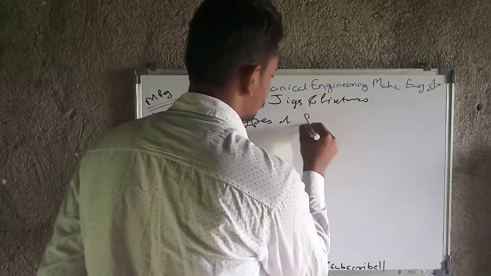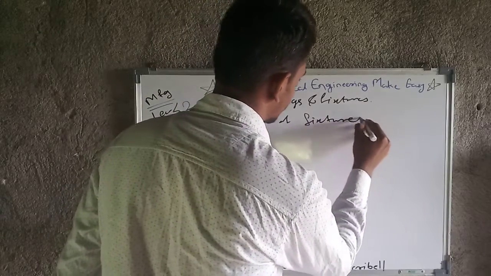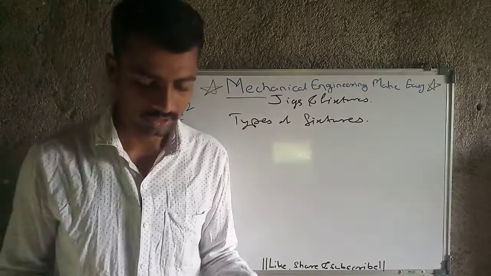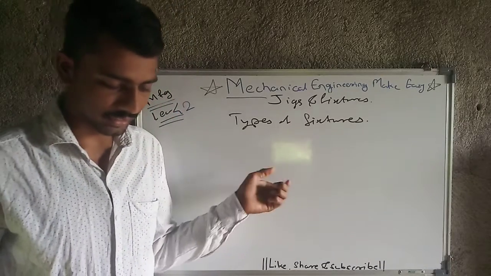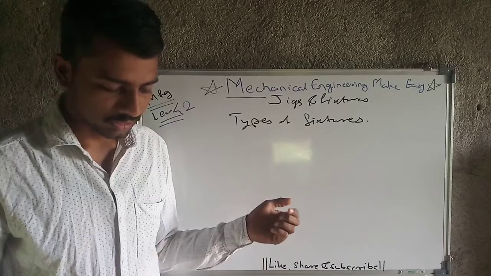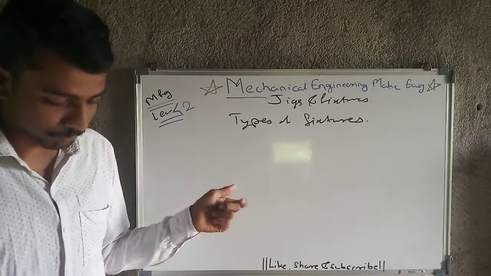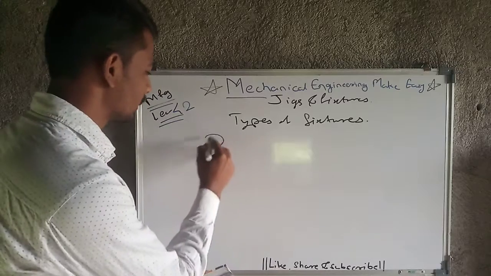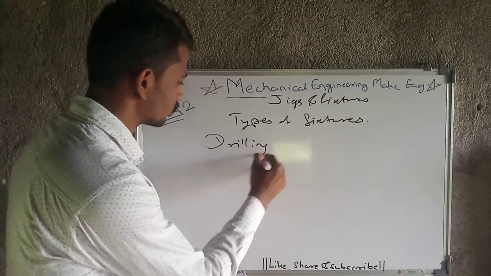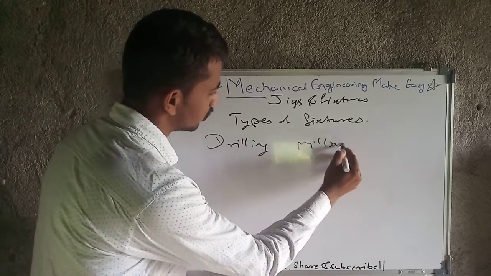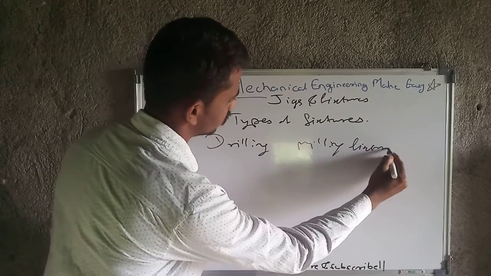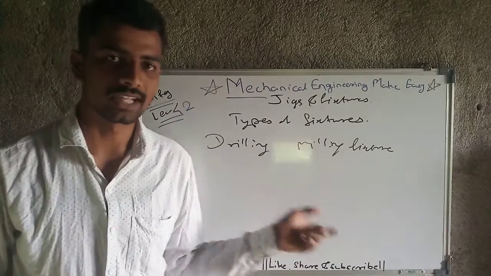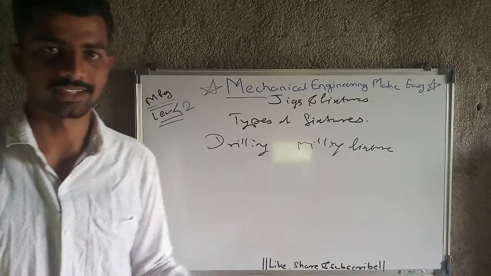Types of fixtures. There are again different types of fixtures, like drilling fixtures and milling fixtures. Some popular types of fixtures we are going to look at. There are drilling fixture, milling fixture. As per our operation there are different types of fixtures, like drilling fixture, milling fixture, etc.